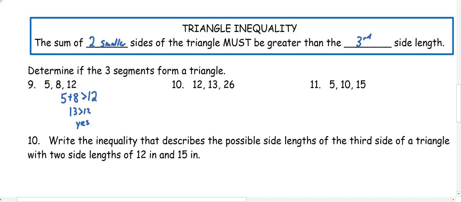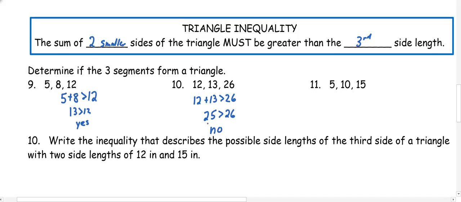Number 10, I have the sides 12, 13, and 26. So my two smaller sides, 12 plus 13, need to be greater than 26, but they only add to 25, which is not greater than 26, so no, this does not form a triangle.